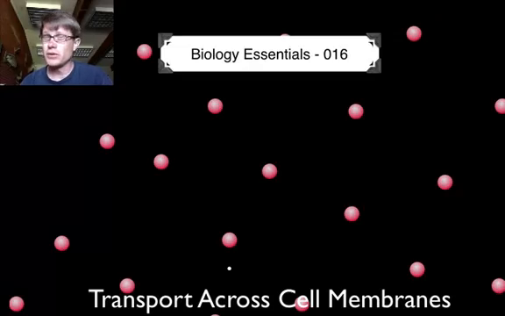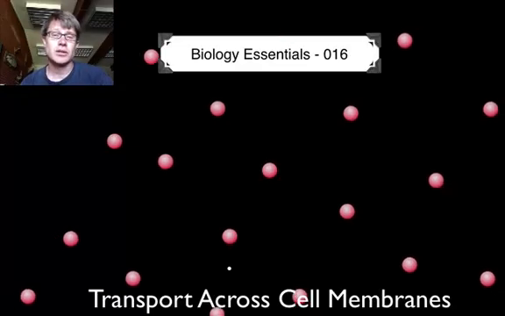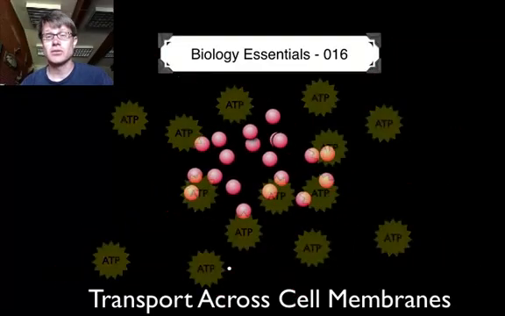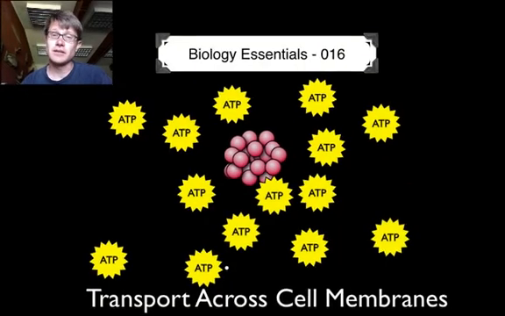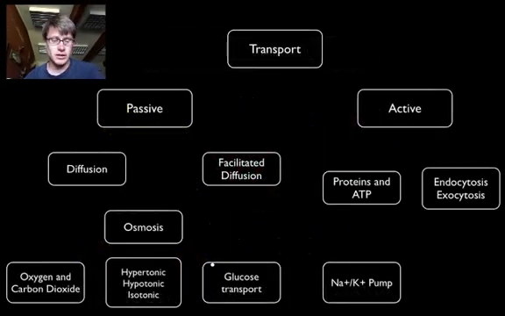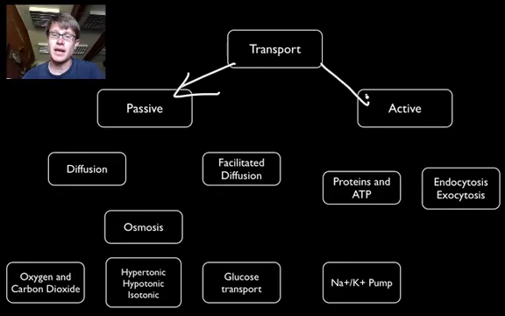Now, if we want to move those molecules in the other direction, we can do that in a cell, and lots of times we have to do that in the cell. But it's usually going to require energy to do that. And so when we do that, we're going to cash in some ATP, and that's called active transport. And so to summarize what I'm going to talk about in this video, there are two forms of transport. We have passive and then active.